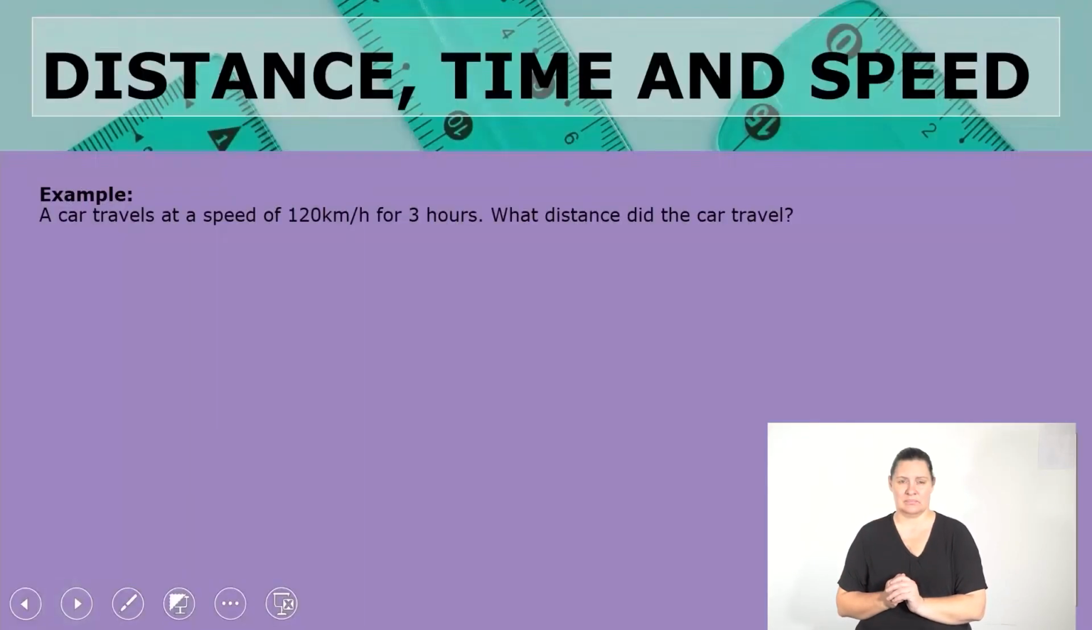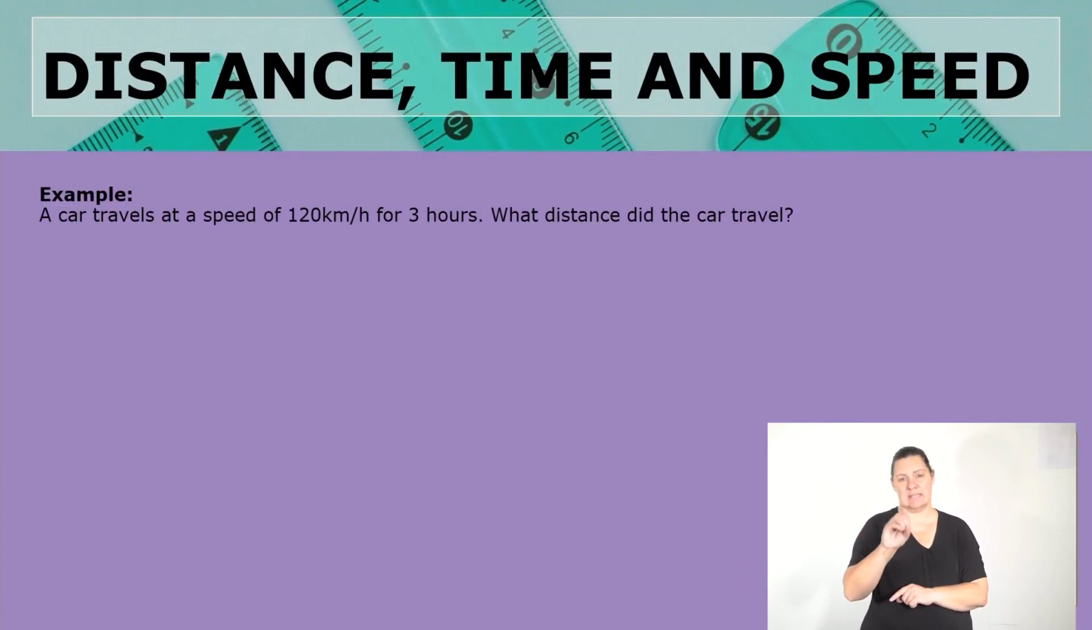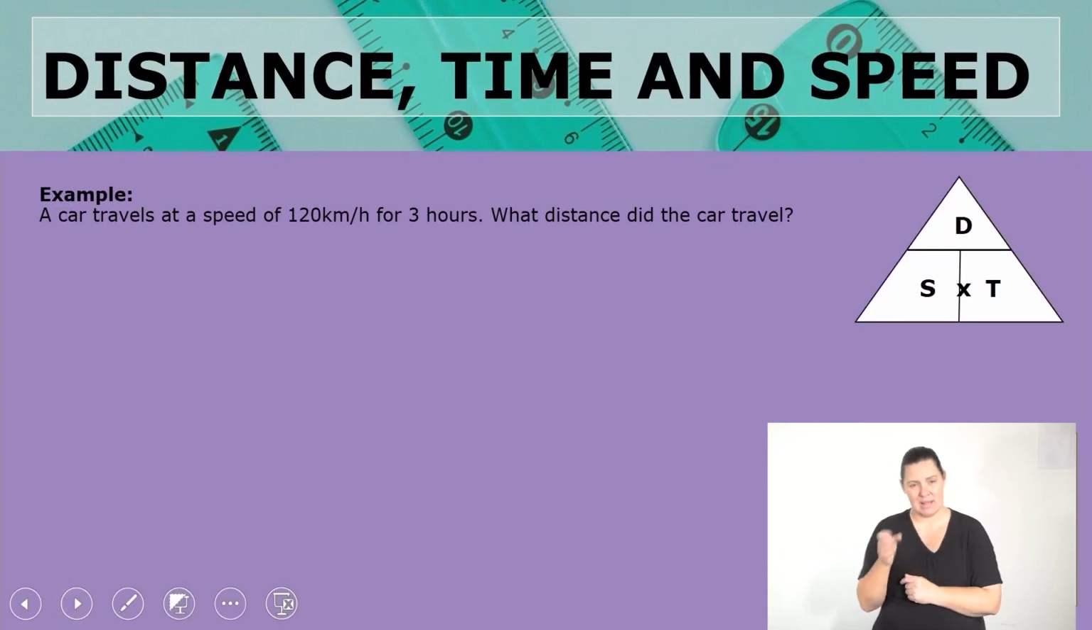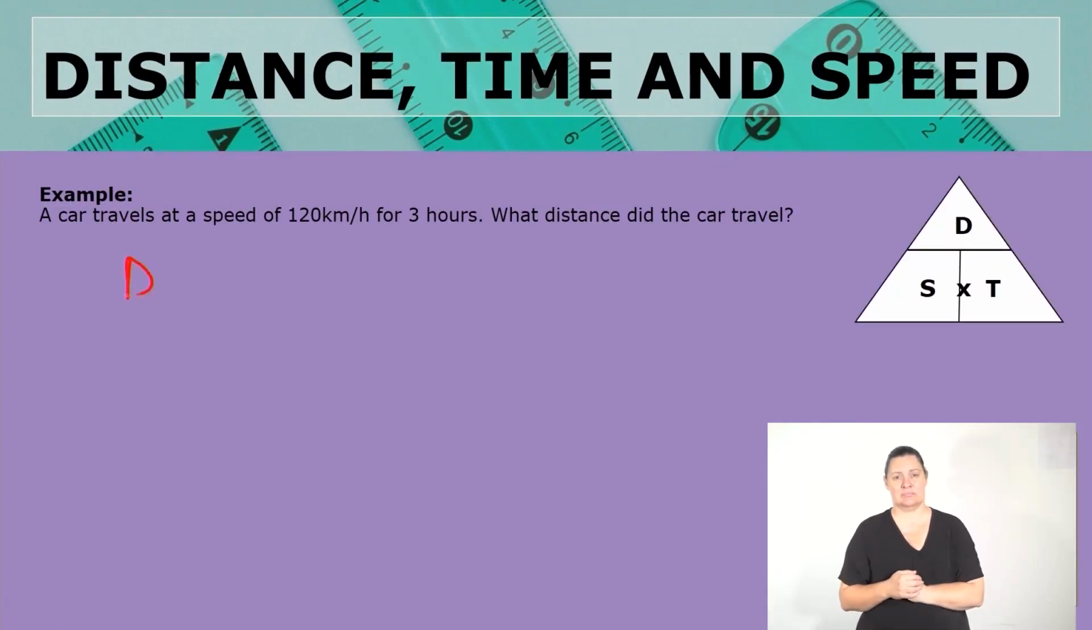Let's look at another example. So, a car travels at a speed of 120 kilometers per hour for 3 hours. What distance did the car travel? Do you remember the formula again for distance? There's our triangle, just in case you need help remembering. The distance is speed multiplied by time.